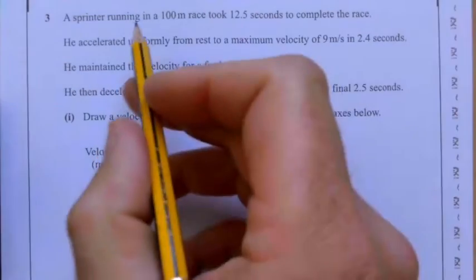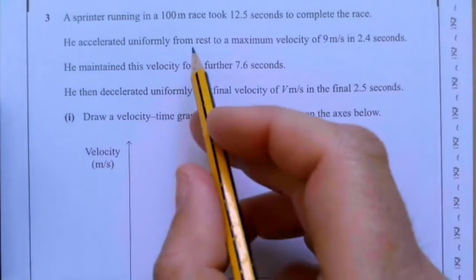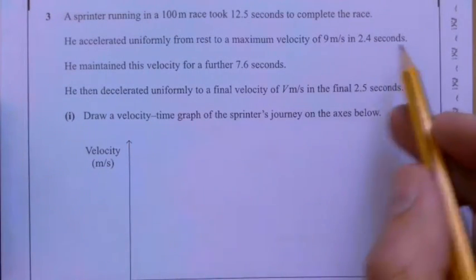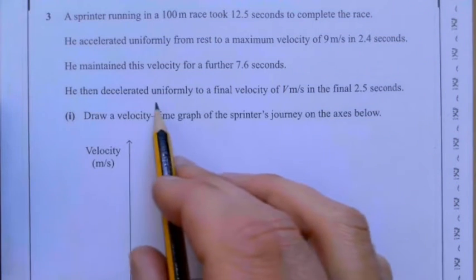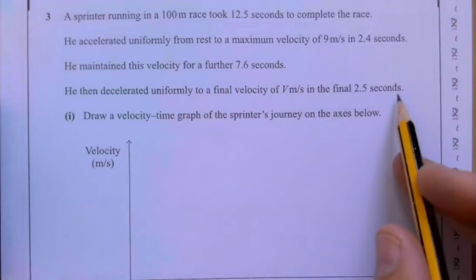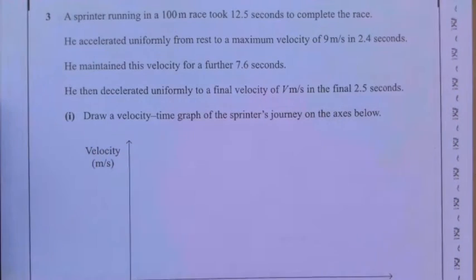Question 3. A sprinter running in a 100-metre race took 12.5 seconds to complete the race. He accelerated uniformly from rest to a maximum velocity of 9 metres per second in 2.4 seconds. He maintained this velocity for the further 7.6 seconds. He then decelerated uniformly to a final velocity of v in the final 2.5 seconds. Draw a velocity time graph of the sprinter's journey on the axis below.